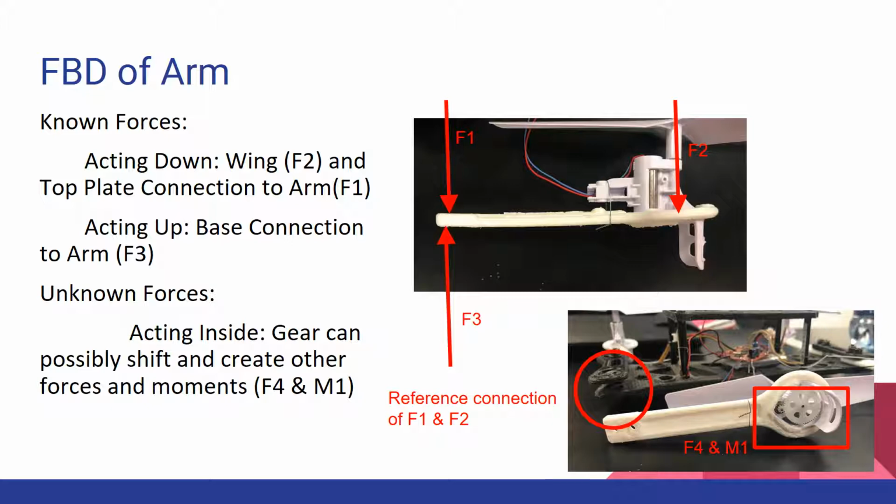In the free body diagram of the arm, we know that we have the wing acting down, and in the little circle in the bottom photo, we can see a little clamp that was made. The top part will obviously be working down as a force to connect it to the base, while the base will be working up to finish that connection. Any unknowns were the interconnection in that square, just because we didn't fully know in which direction those were moving or what else did or did not move, and just created either a force or a moment.